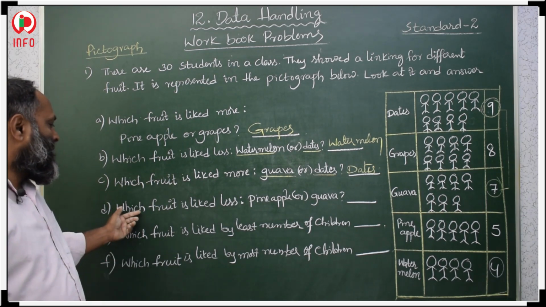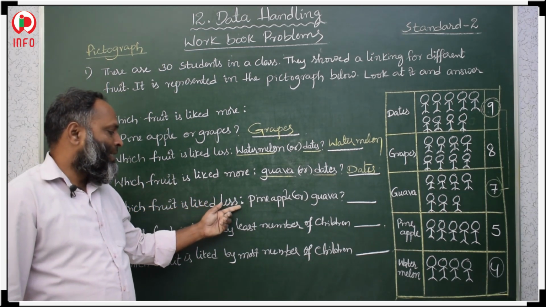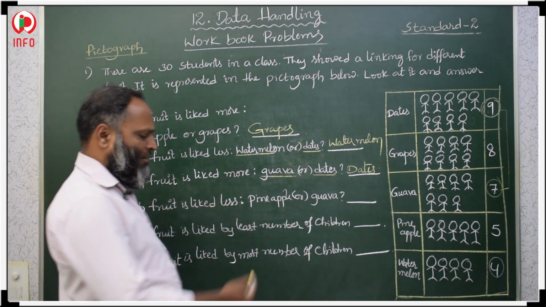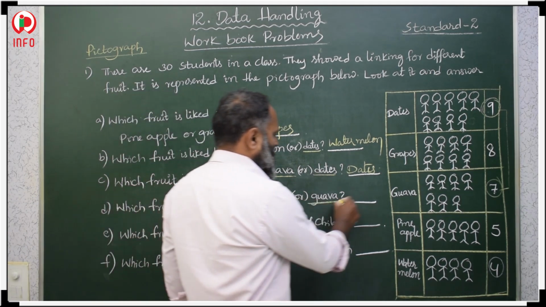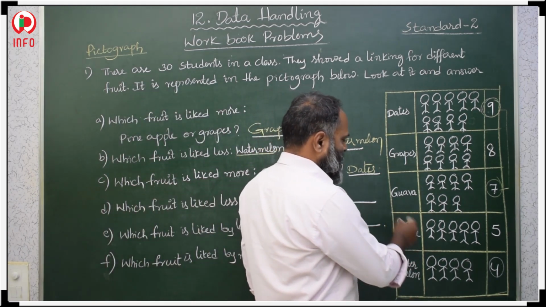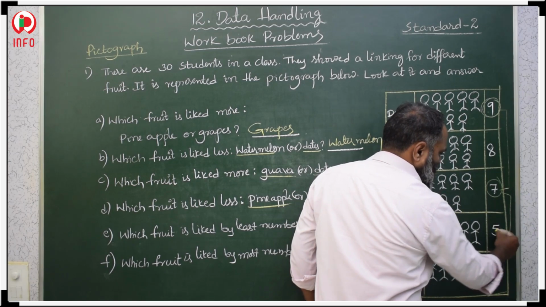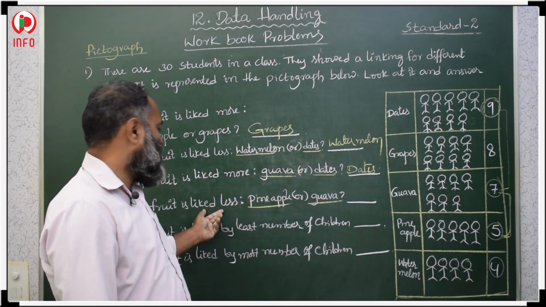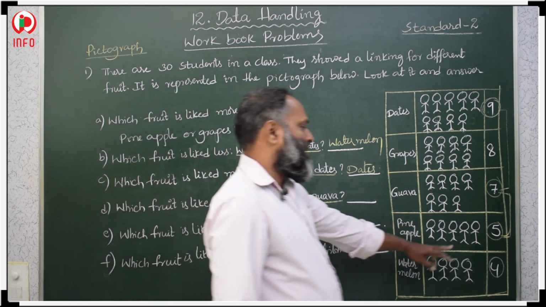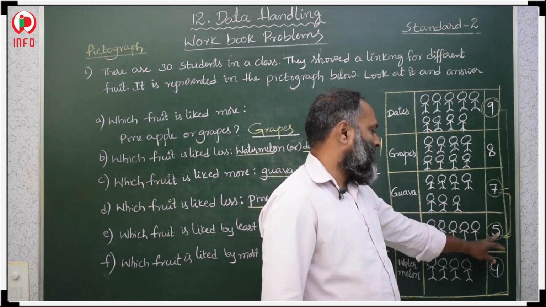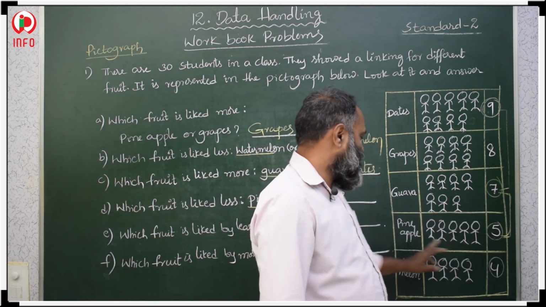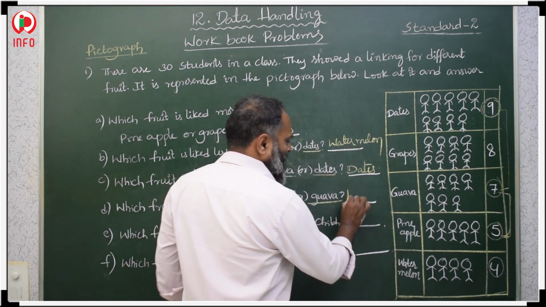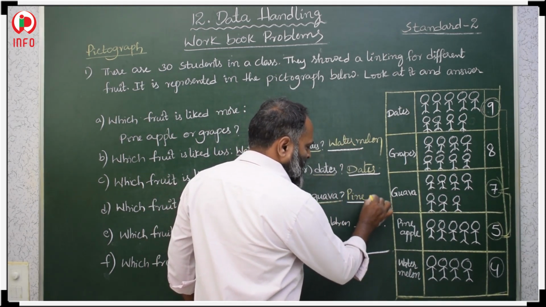Okay. So which fruit is liked less? Here less. Comparison between pineapple and guava. Less comparison. Less means if we compare 7 and 5, 5 is less. It means pineapple.